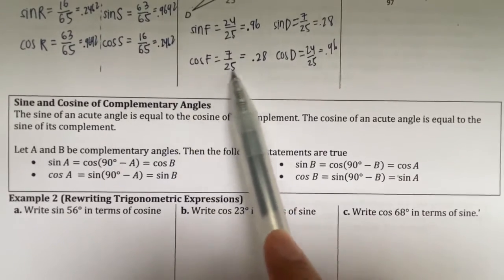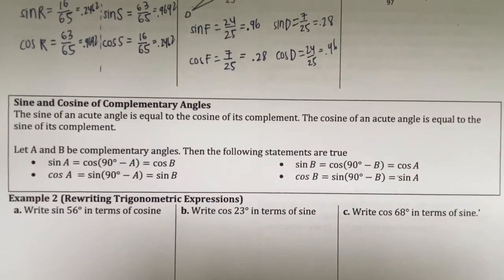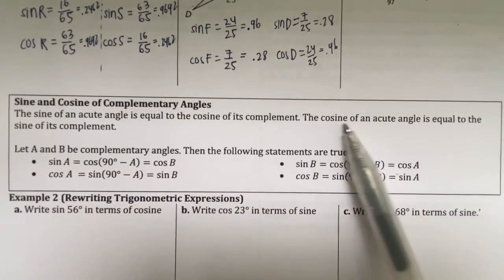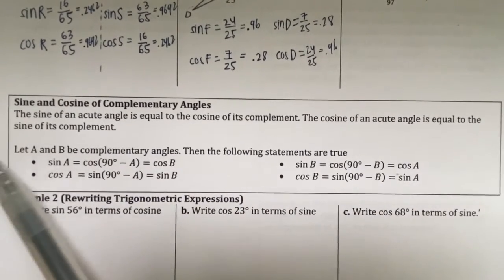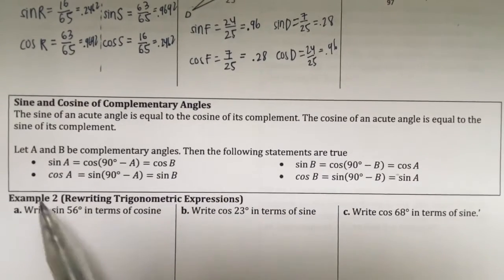Likewise, cosine of angle F and sine of angle D also have the same value. That occurs because those two angles are complementary; they add up to 90. We sum that up with this rule called the sine and cosine of complementary angles. The sine of an acute angle is equal to the cosine of its complement. The cosine of an acute angle is equal to the sine of its complement. If A and B are complementary angles, then the following statements are true.